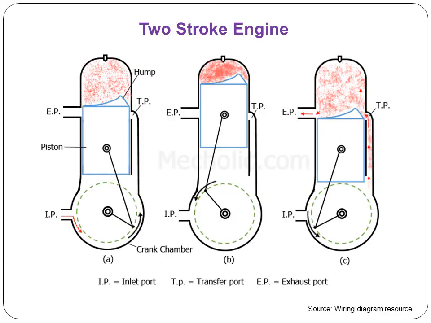Now let us discuss the two-stroke engine. There are three figures which you see here. The first figure shows the movement of the piston in the upward direction. The second figure shows the movement of the piston in the downward direction, and in the third figure the piston is again now moving in the downward direction and the cycle is about to complete. Now let us start with the first figure. Piston has started moving in the upward direction.